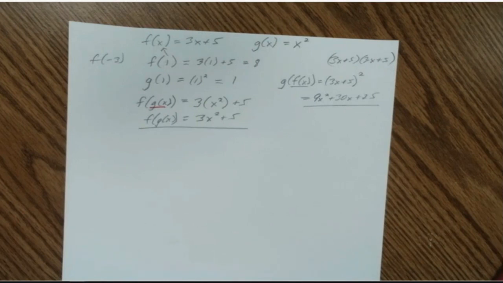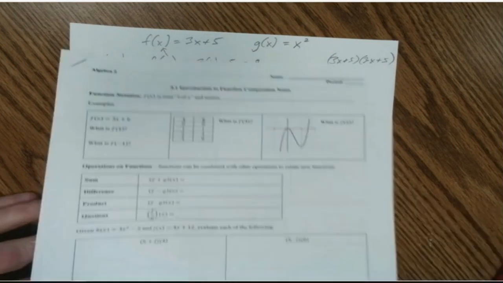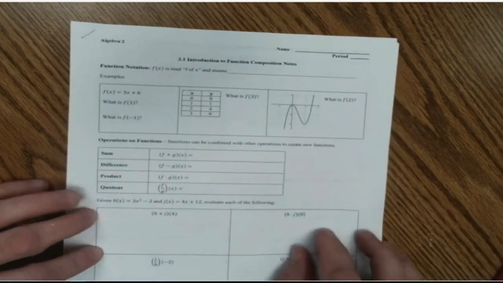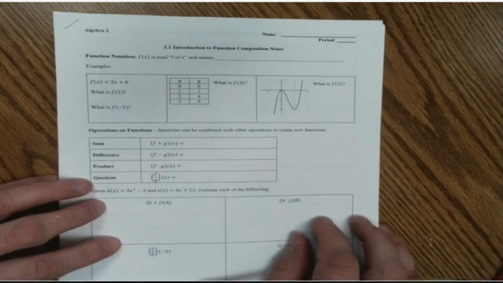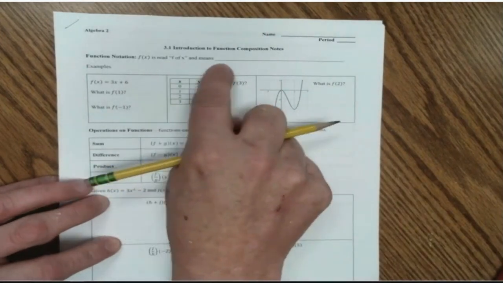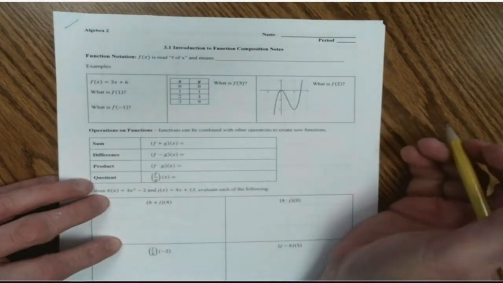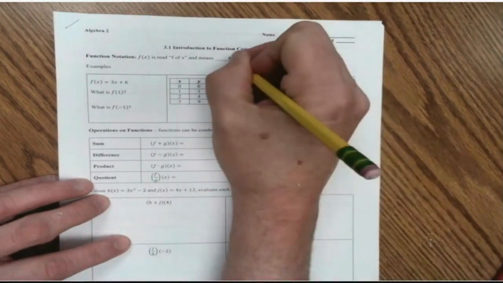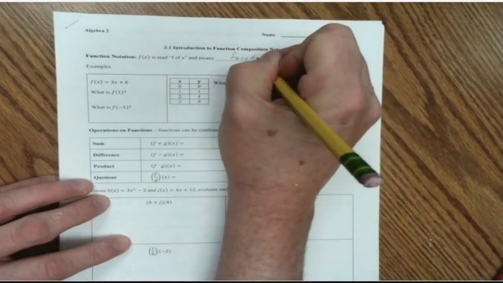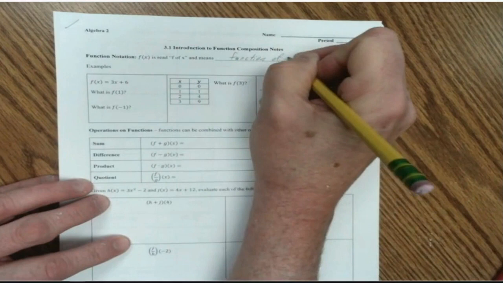So, all right, let's look at our notes for this week. So we've got the function notation here. F of x is read f of x, which means function of x. Simply that, function of x. It's a function of x.